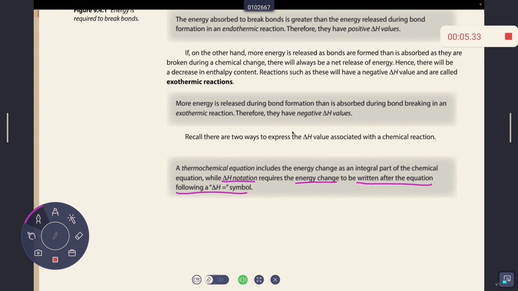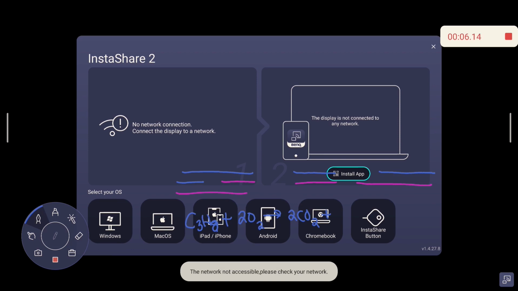The other one is called a thermochemical equation. A thermochemical equation has your balanced equation with the value actually in it. So that energy change is a part of the chemical equation. So if we take a look at the chemical equation on the previous page, it was C3H7. Agreed? H8. H8, thank you for correcting me. And it was combining with how many oxygen? 2. How many carbon dioxides were produced? 2. And how many water? 1. It was 3 carbon dioxides and 4 waters.